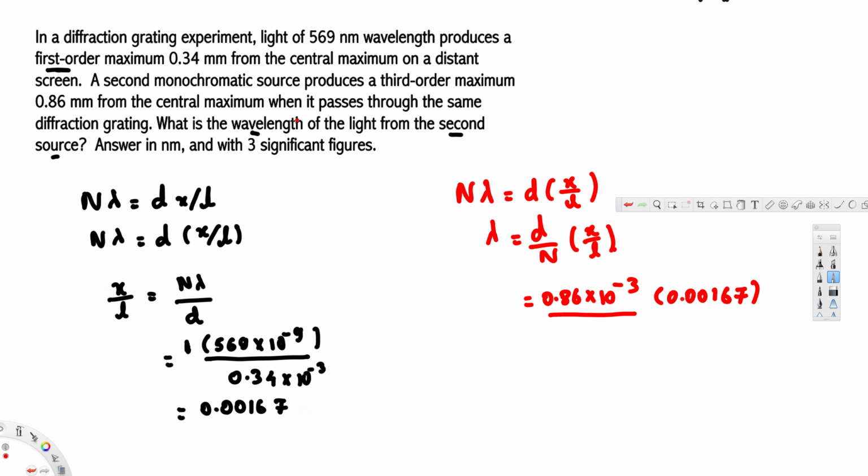The second one is third order, it's mentioned right here, it's a third order, right? So the second source is third order, we put 3 right here because n is the order, and if you calculate this, you're going to get 478.733 times 10 to the power of minus 9. So this is in meters, and in nanometers that's going to be 478.7. If we want to round this to 3 significant figures, this is going to be just 479 nanometers, and that's going to be our final answer.